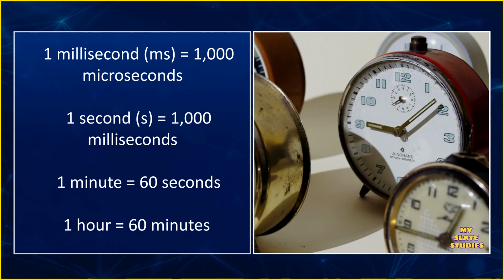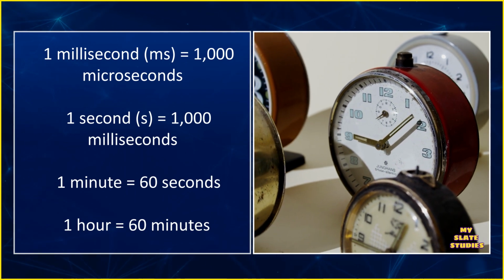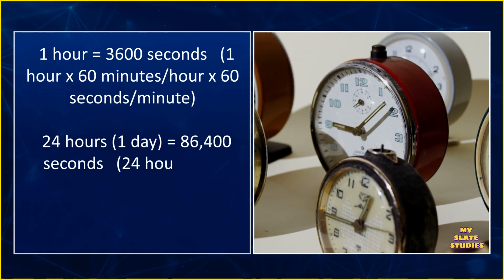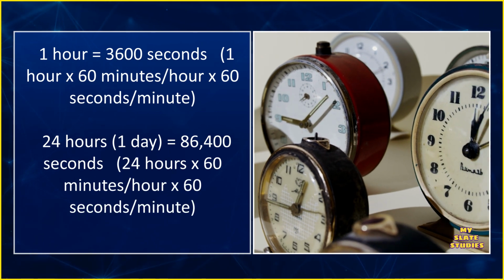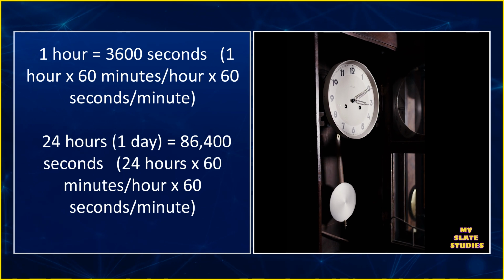1 minute equals 60 seconds. 1 hour equals 60 minutes. 1 hour equals 3600 seconds. 24 hours, 1 day, equals 86,400 seconds.